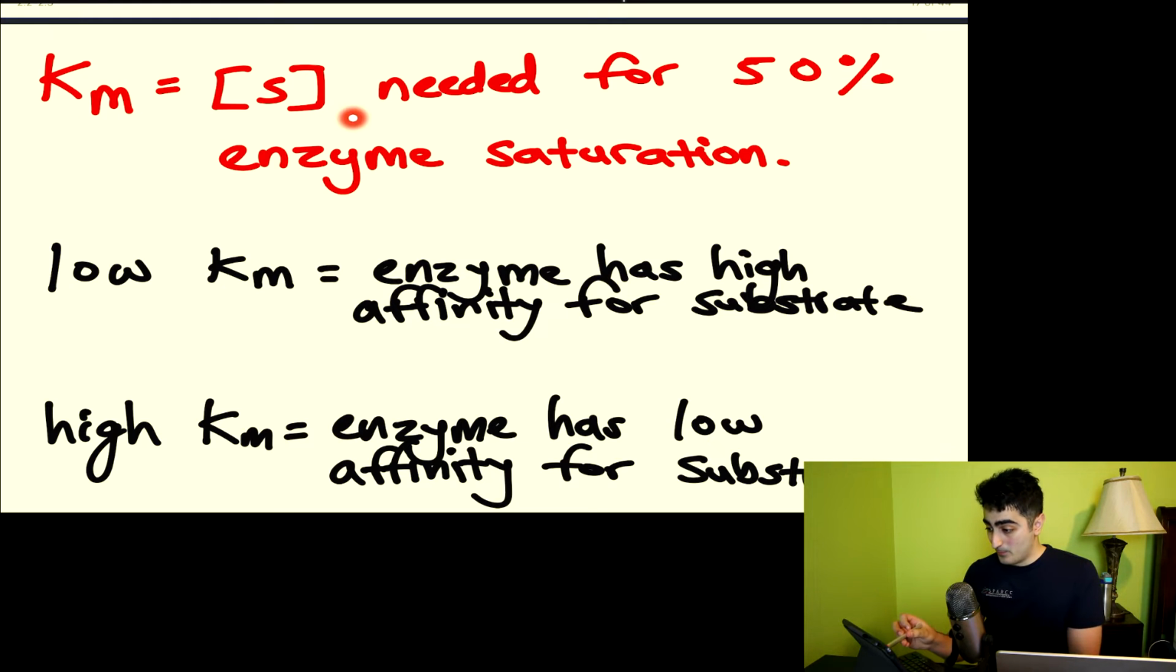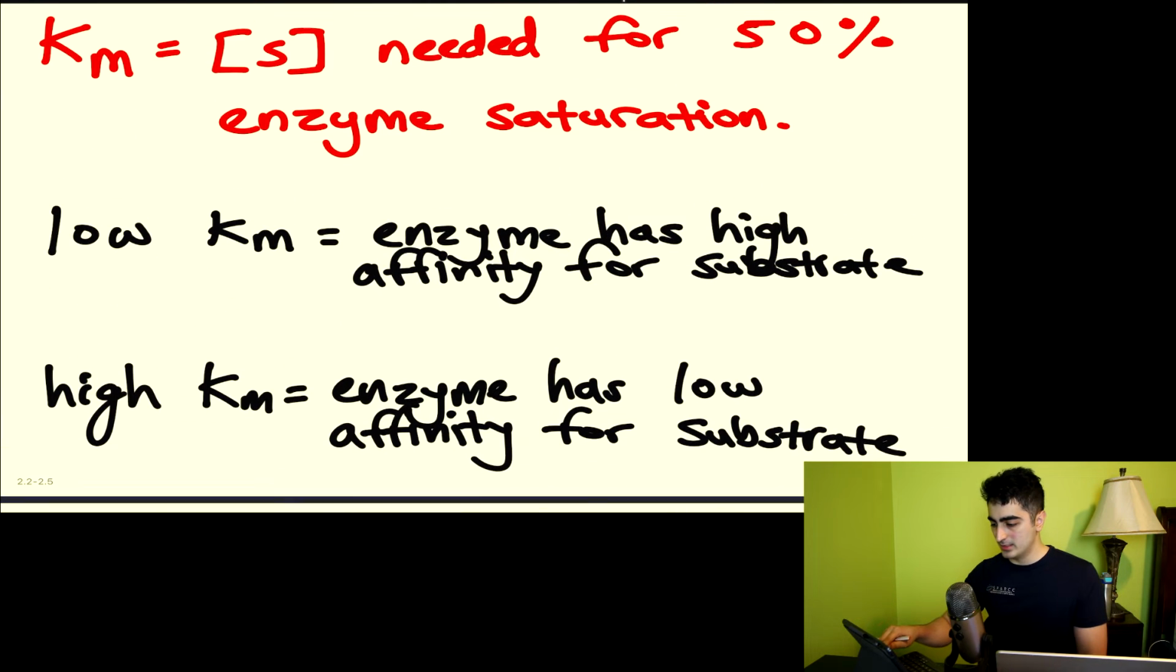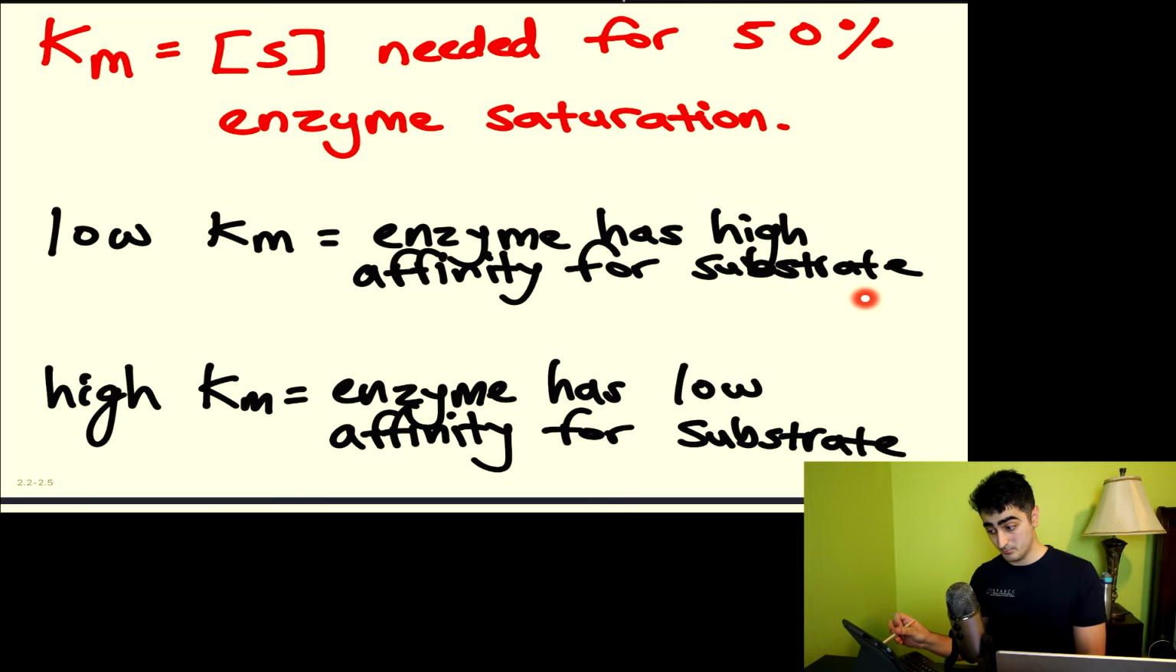So again, it's so important that I mentioned it again. Km equals the substrate concentration needed for 50% enzyme saturation. Again, remember when I said saturation means all the enzymes are taken up? That's where we mention it again. So here we have low Km equals the enzyme has high affinity for substrate, because you have to add a teeny bit of substrate to reach half maximal velocity of the enzyme. The enzyme loves the substrate, right? It just grabs onto it as soon as they see it. If you have to add so much substrate for the enzyme to do its thing, it's got low affinity. The enzyme has low affinity for substrate.